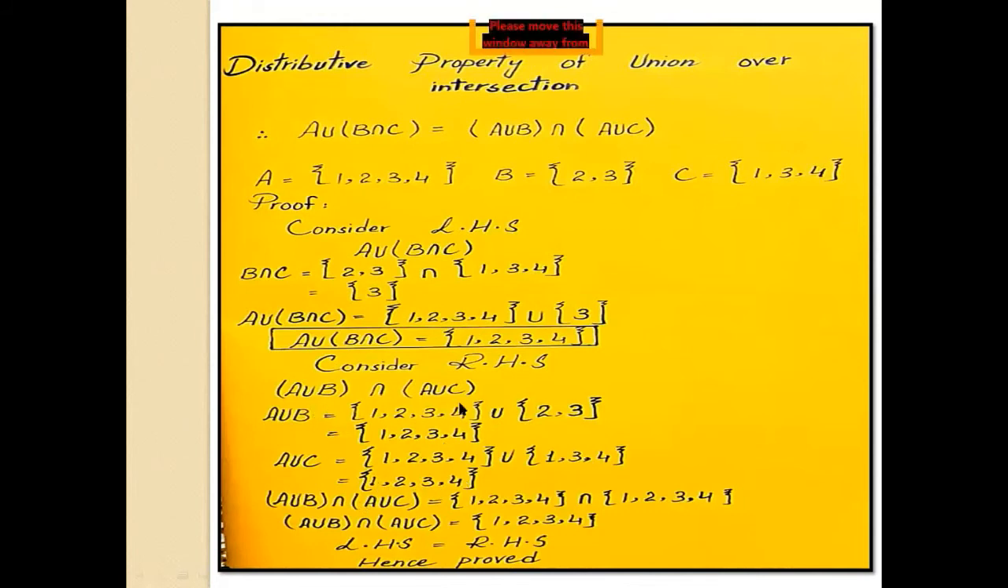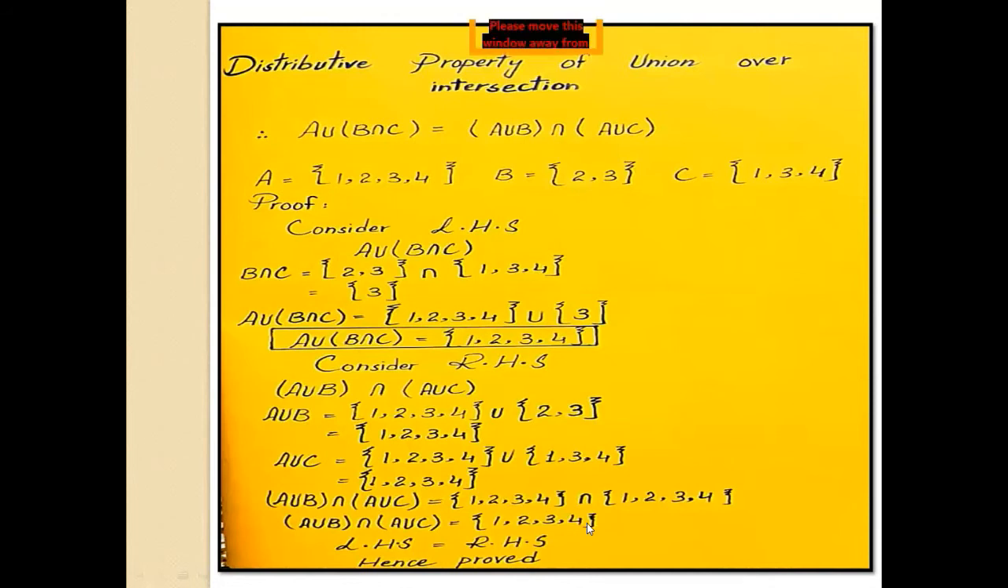Now come towards the final step, that is A union B intersection A union C. You will write the answer from the above, which we have also solved above. So the answer of A union B here is 1, 2, 3, 4. Intersection A union C, that is 1, 2, 3, 4. And here the common elements of both the sets are 1, 2, 3, 4.